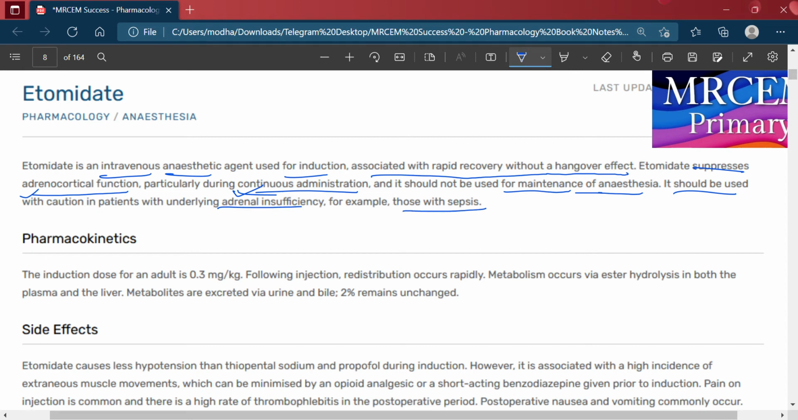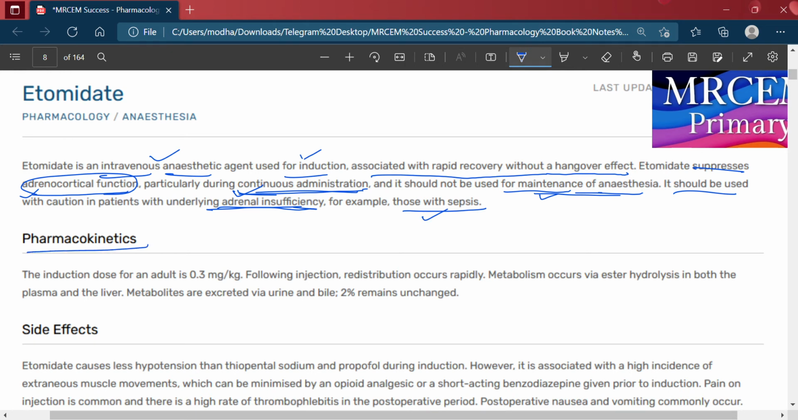So what we have learned here is that Etomidate is an intravenous anesthetic agent used for induction and is associated with rapid recovery without a hangover. It suppresses adrenocortical function, particularly during continuous administration, and should not be used for maintenance of anesthesia. It should be used with caution in patients with underlying adrenal insufficiency, like sepsis.